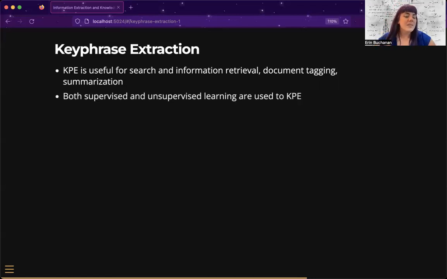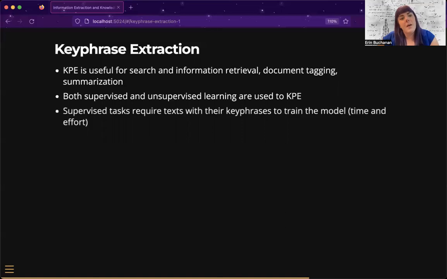And so this is both a supervised and an unsupervised learning task in machine learning. People do it both ways. But the supervised tasks require text with the key phrases already embedded to train the model. And that may take a lot of time and effort for you to build so that you can build the model.